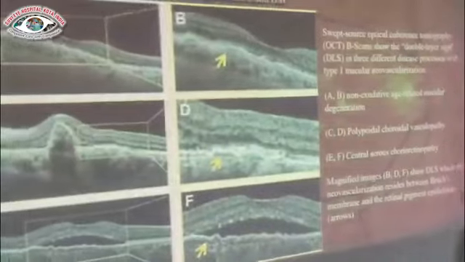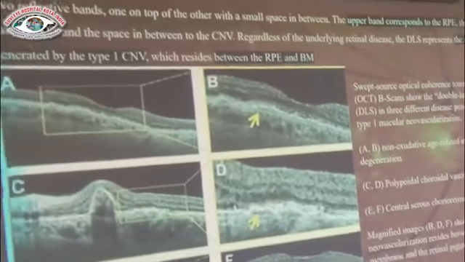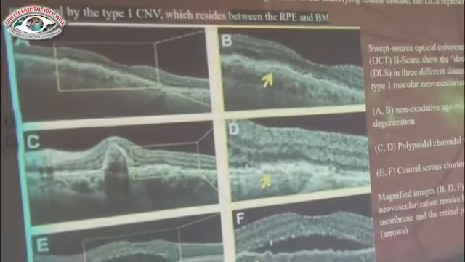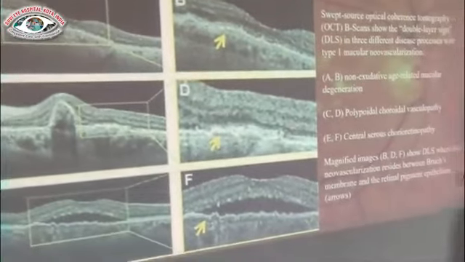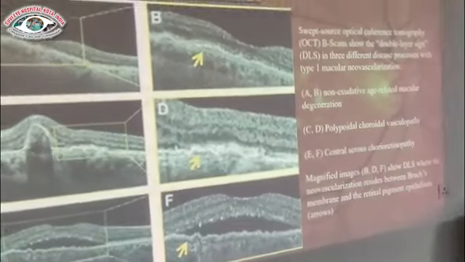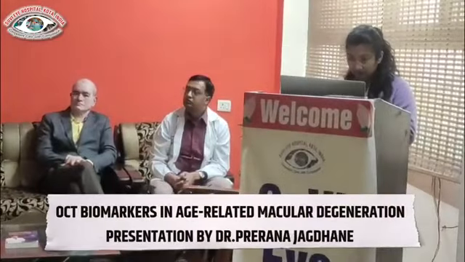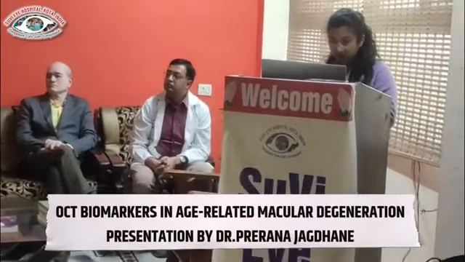As the sir was saying about the double layer sign, it is two hyperreflective bands, one on top of the other. The upper band corresponds to the RPE and the lower band to Bruch's membrane. It represents the space generated by type 1 MNV in non-exudative age-related macular degeneration. As we can see, there is separation between the two layers, and there are two hyperreflective bands. In PCV also, the same, here we can see there is a double layer hyperreflective band, and also here. The third case is of CSC.